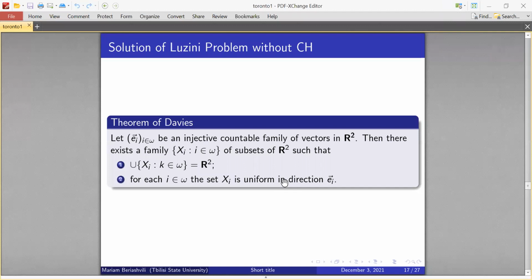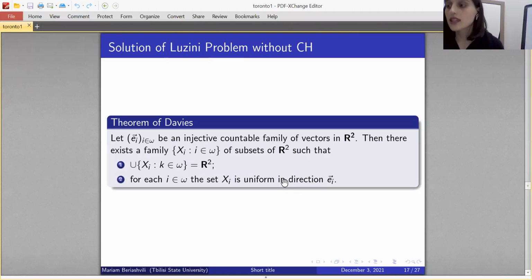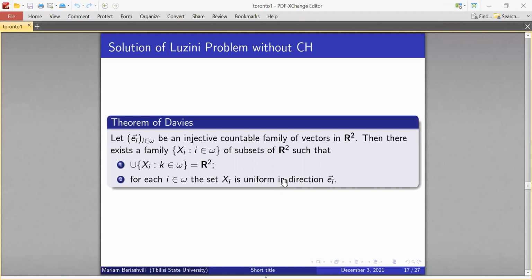Sorry, why is this a solution to Luzin's problem? He asked for, okay. Yes, he asked. I will write on the board. Okay, it will be easier for me to explain. Okay. Now.